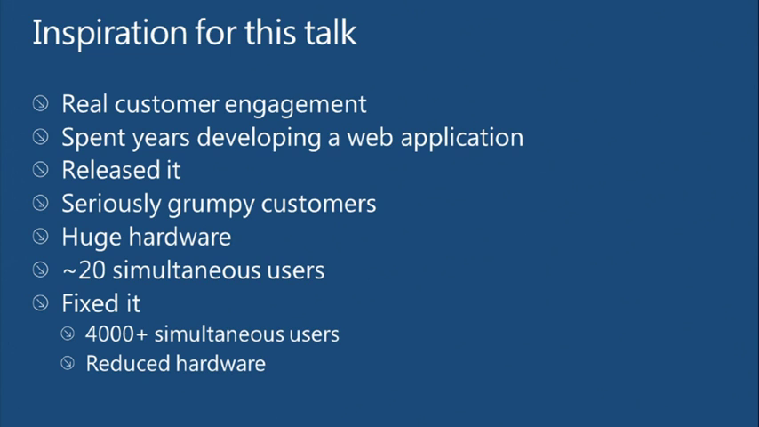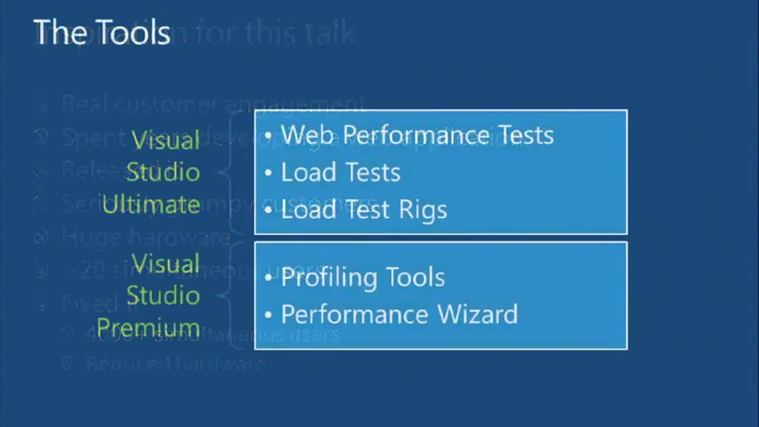So what I'm going to be walking you through in this talk is exactly the process that I did for them to fix their performance problems. We went from 20 simultaneous users to about 4,000, and we reduced the amount of hardware they had to dedicate. The tools that I'm going to be talking through are in the Ultimate SKU and the Premium SKU. Web performance test, load test, and load test rigs are in Ultimate, and the profiling tools and the performance wizard are in Visual Studio Premium.